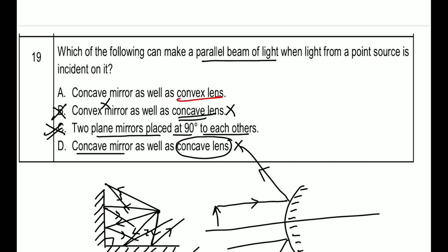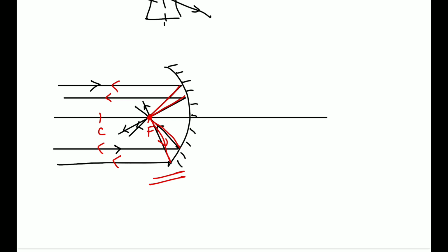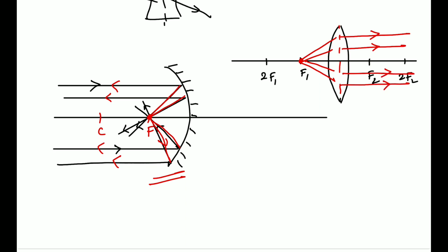Now let's look at the convex lens. You already know the answer, but to confirm it, let's look at the convex lens. Let's say this is your first focus, this is your second focus, twice the first focus, and twice the second focus. If I have a point source at F1, then the rays going from F1, after refraction, will be parallel to my principal axis.